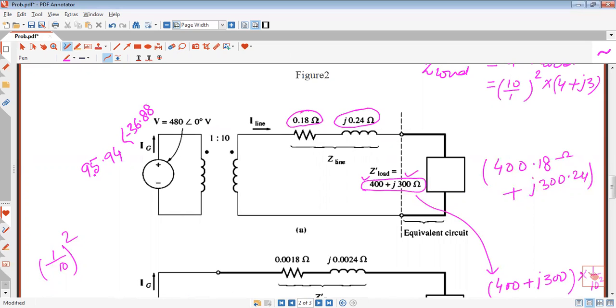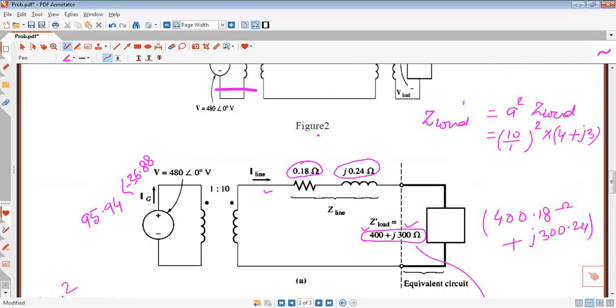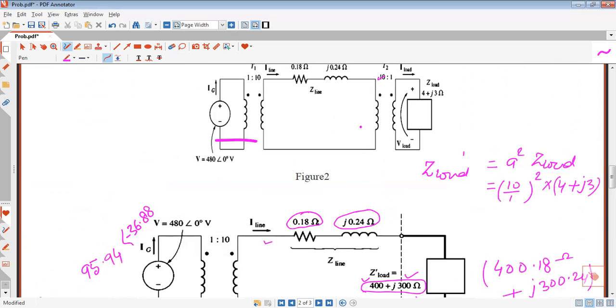So we have to convert this current, Ig, into the line current, and then from line current to the load current. And once load current is known, we will find the load voltage also. So let us see how we can do this.